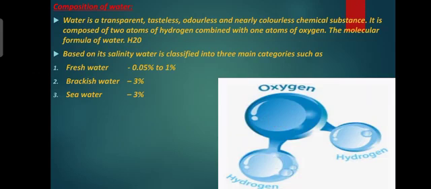However, the physical composition of water changes from place to place. It can be clear or cloudy, oxygenated or not very oxygenated, and it can be fresh or salty. The amount of salt in water is termed salinity. Based on its salinity, water is classified into three main categories: fresh water, brackish water and sea water. Fresh water contains 0.05% to 1% salt. Brackish water contains up to 3% of salt and sea water contains more than 3% of salt. Ocean water is composed of many substances. The salts include sodium chloride, magnesium chloride and calcium chloride.